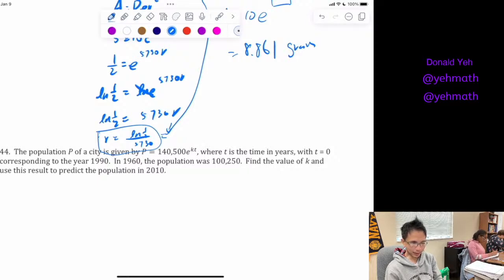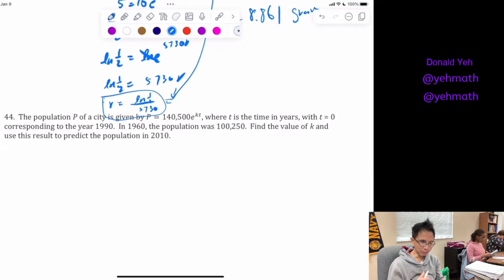In 1960, the population was... find the value of K. Okay, so all right. The corresponding population, where T is in here. T equal to 0 corresponds to 1990. Actually, I never tried this question. Let's try it. So if 1990 is going to be T equal to 0, what's 1960? Negative 30.